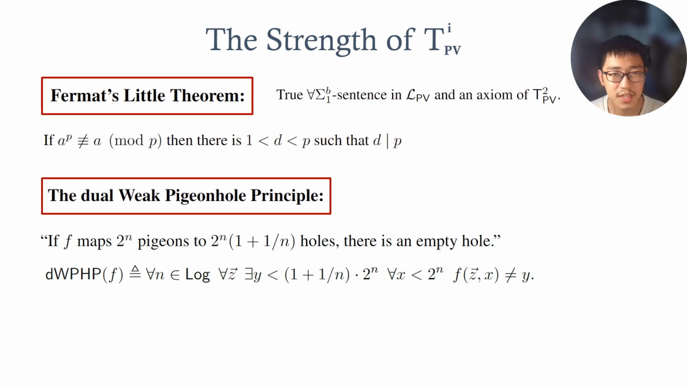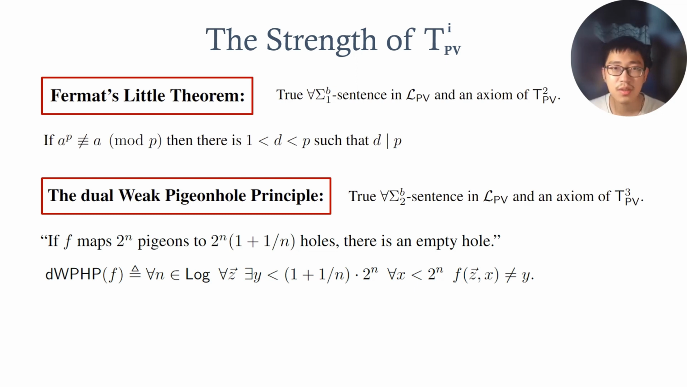Another example is the dual weak pigeonhole principle, which means that if there is a function that maps 2^n pigeons into slightly more holes, then there is an empty hole. It is formalized as the following sentence, which says that for all n and for all z, if there exists a y smaller than (1 + 1/n) times 2^n, which is slightly larger than 2^n, then there is an x, which stands for a pigeon, smaller than 2^n, such that the function maps x to y. Here, this z can be modeled as a non-uniformity, which means that the principle holds not only for uniform functions, but also for non-uniform functions. This is a true ∀Σ^b_2 sentence in L_PV, so it's an axiom in T^3_PV.